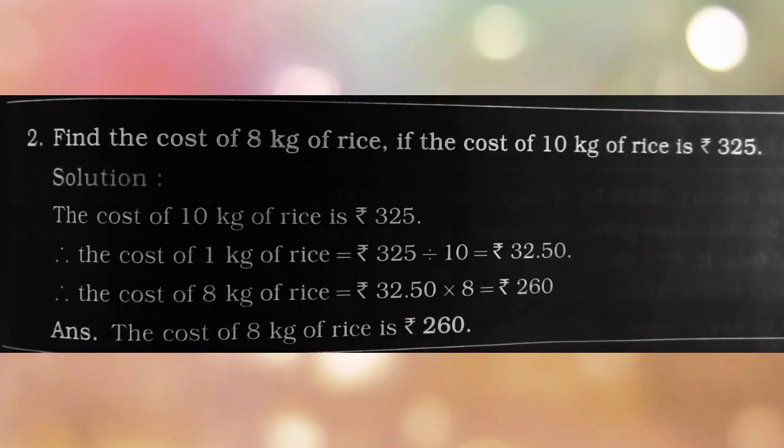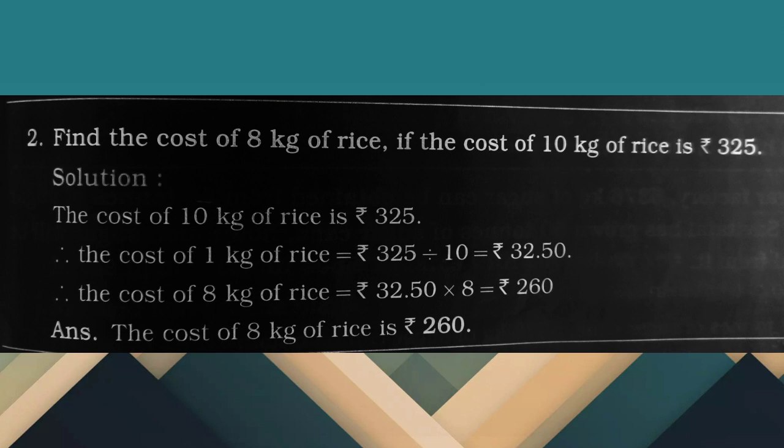Second question, find the cost of 8 kg of rice if the cost of 10 kg is 325. So let us find out the cost of 1 kg of rice. Here the 10 kg of rice cost is given. So we'll divide it with 10 and we'll get the cost of 1 kg of rice. That is 32.50 rupees. Then we will multiply it with 8 to find out the cost of 8 kg of rice. That is 260 rupees. So the cost of 8 kg of rice is 260 rupees. Let's see the next question.